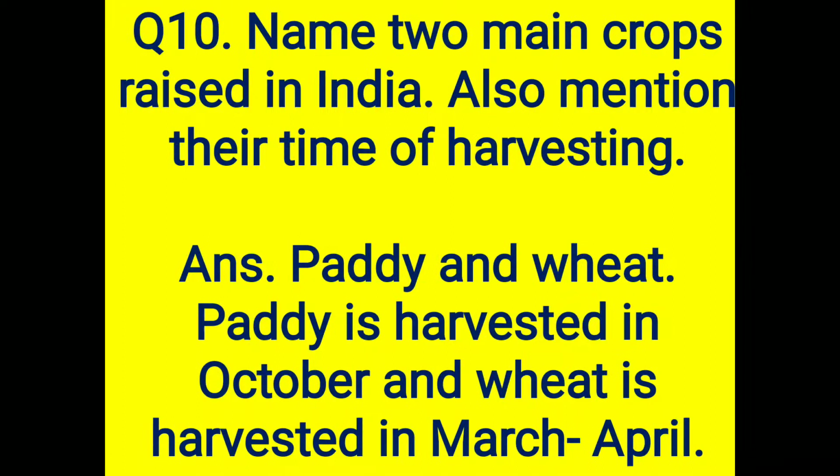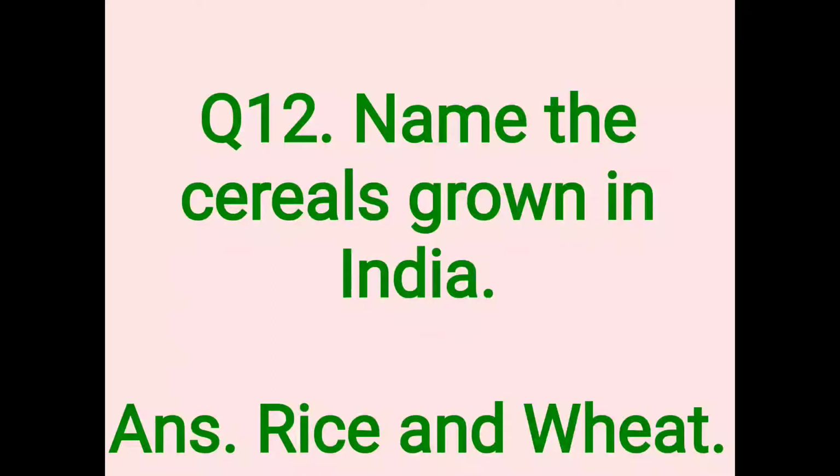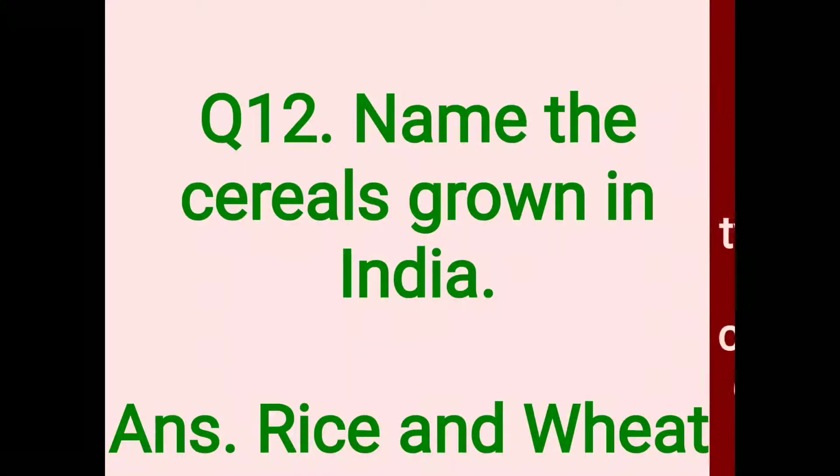Question number 10, name two main crops raised in India, also mention their time of harvesting. Paddy and wheat, these are the two important crops in India. Paddy is harvested in October and wheat is harvested in March to April. Question number 12, name the cereals grown in India. Answer is rice and wheat.